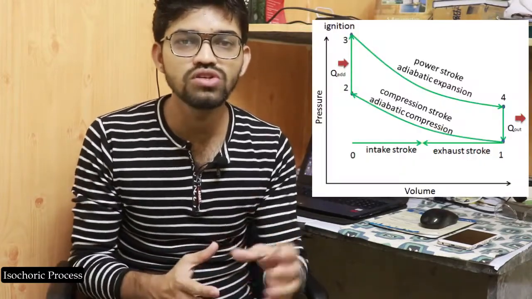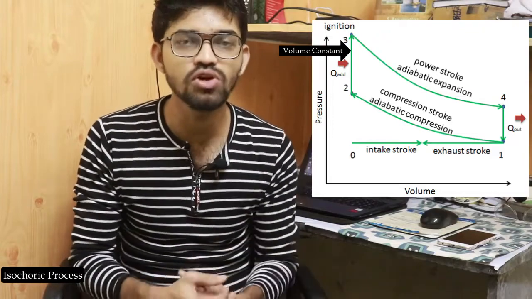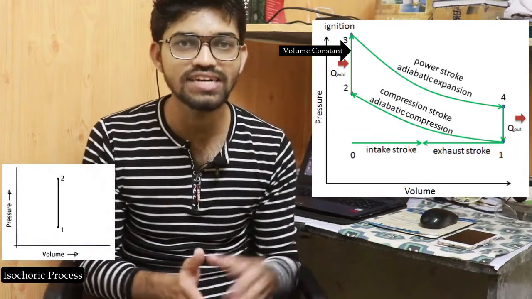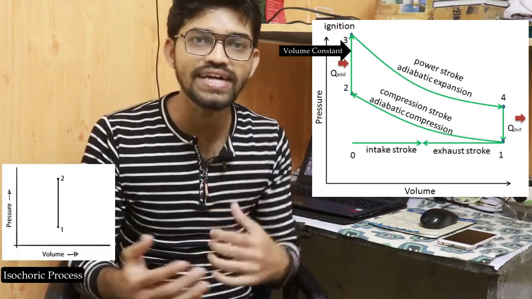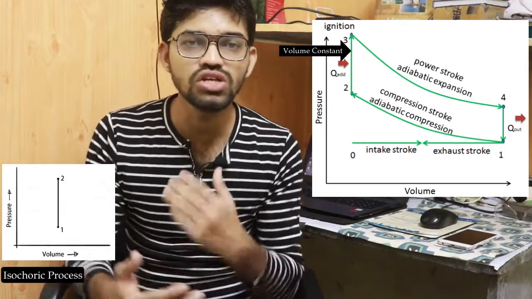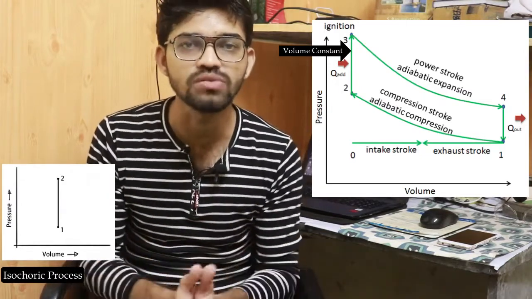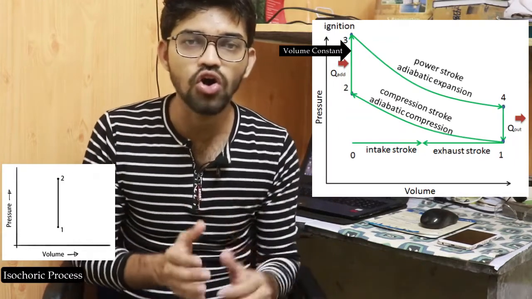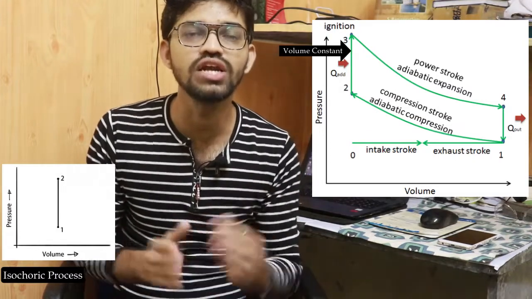And the last process is the isochoric process. This isochoric process is related to the volume of the system, basically the total volume contained in that particular system. Whenever the isochoric process comes, you have to understand that isochoric stands for the constant volume process. So there will be no change in the volume of the overall system. When this type of isochoric process occurs in thermodynamics, there will be no change in volume of the system.